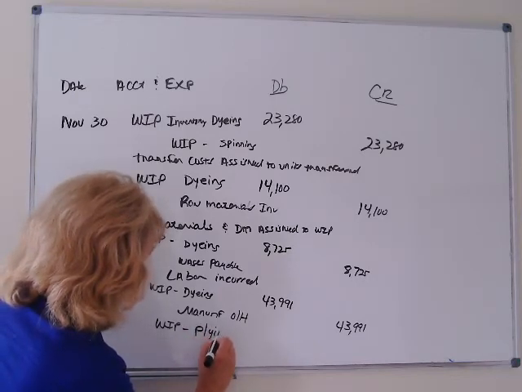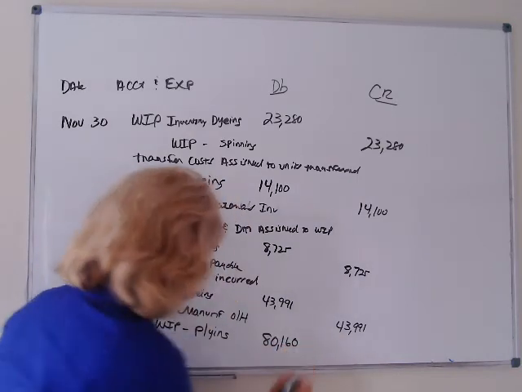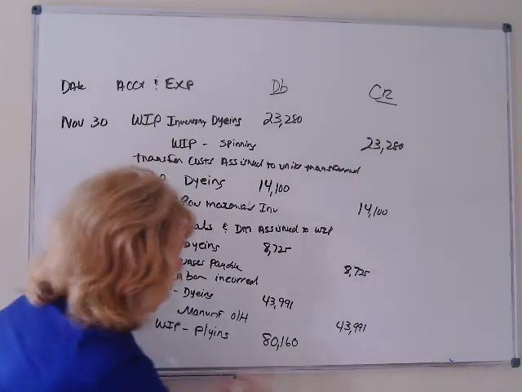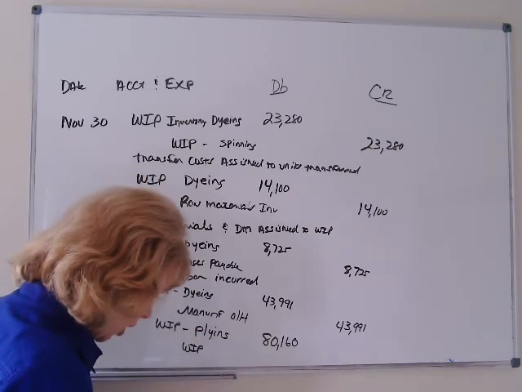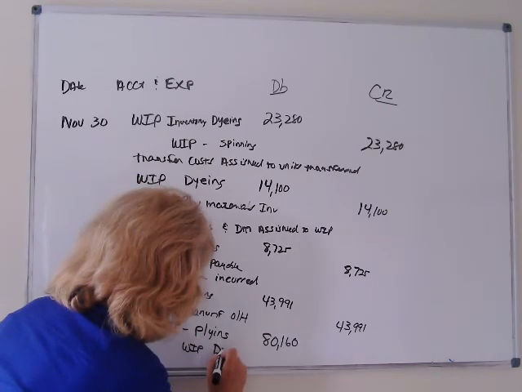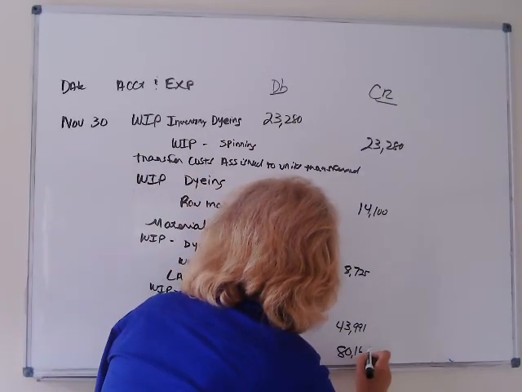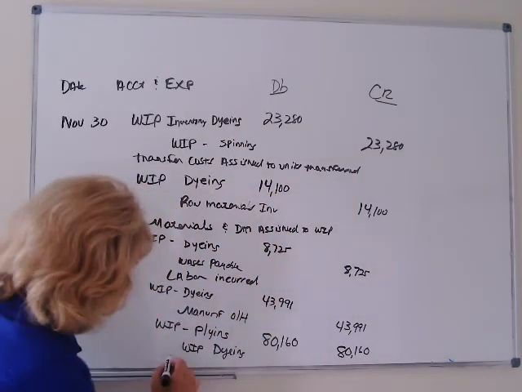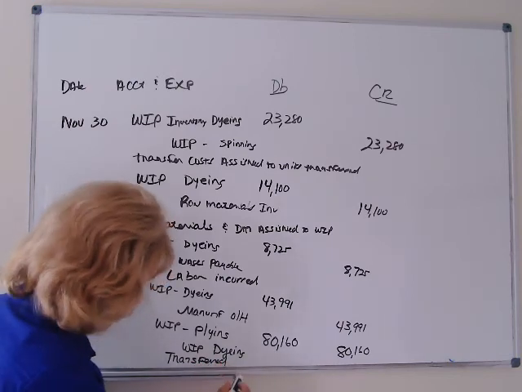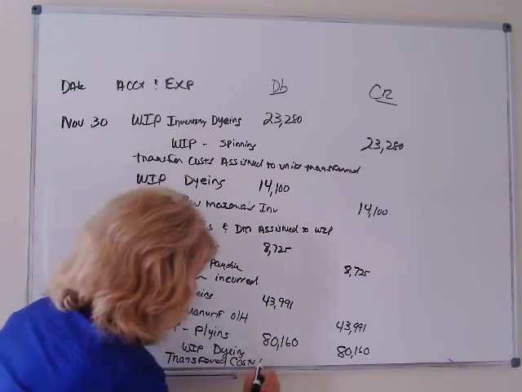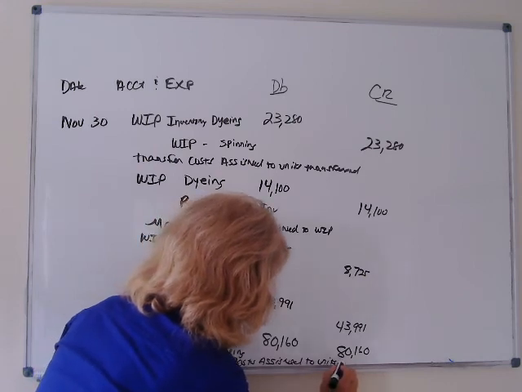Okay, next we've got our final, where we're taking it out of WIP, plying, and we're putting it in WIP plying, $80,160. And now we're taking it out of the final, the total, WIP. So this is going to the new department, WIP dyeing, $80,160. I'm running out of room. What's the reason? Transferred costs assigned to units transferred.